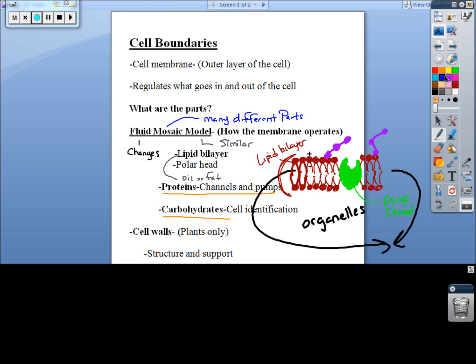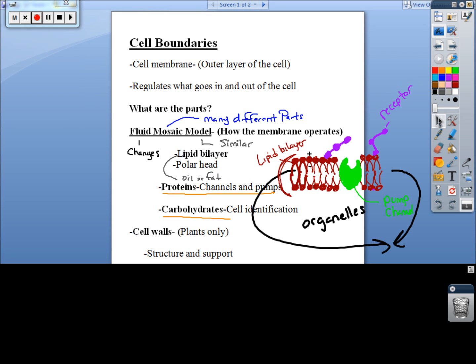Okay. And then here you have this receptor. It's kind of like it tells the cell what's going on next to it. And those are all along the outside. They're made up of carbohydrates. And that's your fluid mosaic model. Each one of these parts works together to allow the cell membrane to complete its functions.